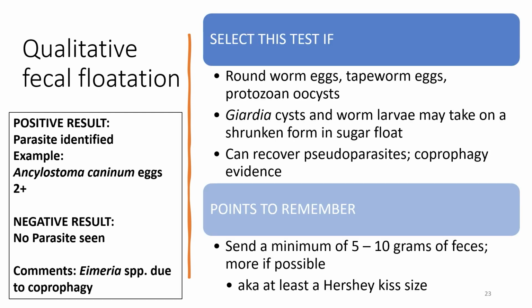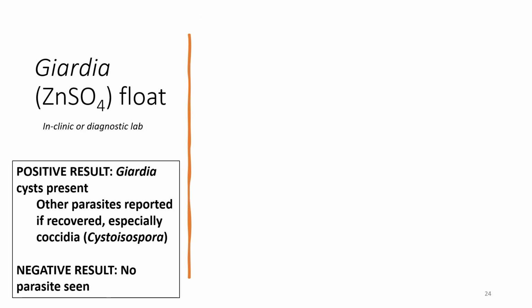So we recommend that you just select this test as a routine test for roundworms, whipworms, and hookworms, to diagnose tapeworm eggs or even protozoan oocysts, but with the understanding that Giardia cysts tend to collapse in this sort of sugar float, but they collapse in a very specific way. Some points to remember are to send at least 5 to 10 grams of feces, and more if possible, again to ensure that we can repeat the test if we need to.